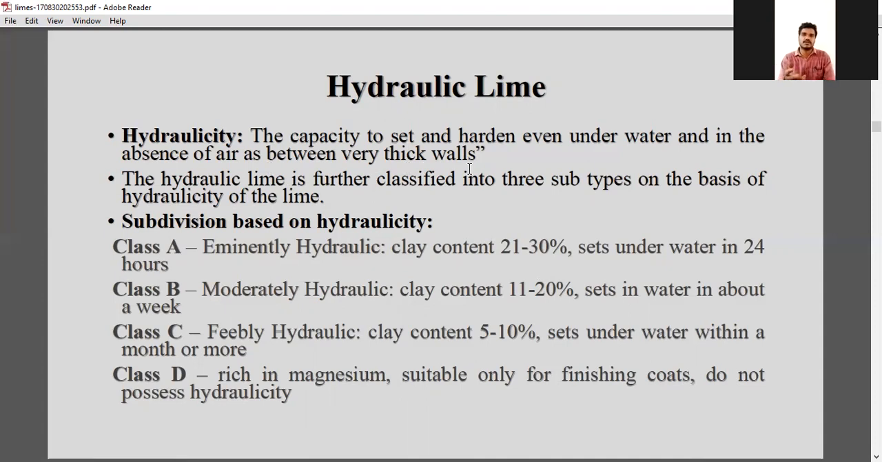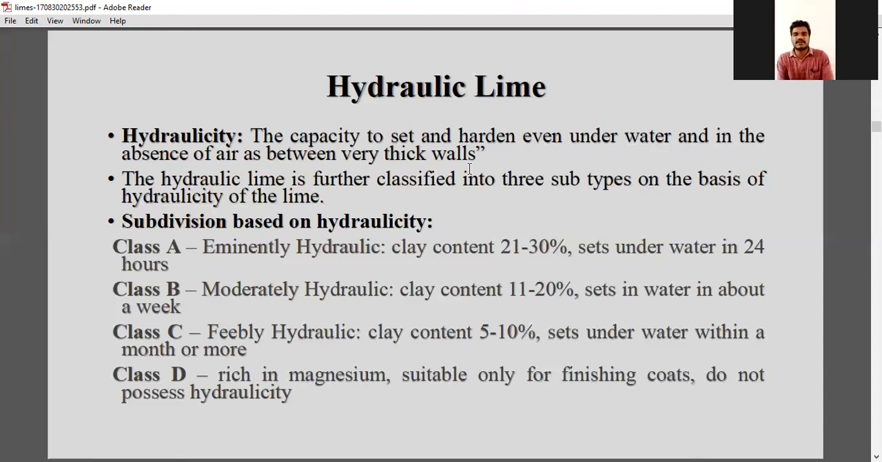Hydraulicity means the capacity to set and harden. Generally, why do you apply cement? To make it hard, right? So the capacity to set and harden even under water. Even if you add water, it has to become harder. And in the absence of air, as between very thick walls, means when inside the bricks you join using lime cement, air is absent there. There also it has to bond and become harder. That nature is called hydraulicity.